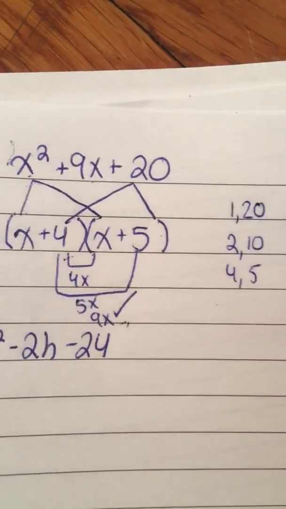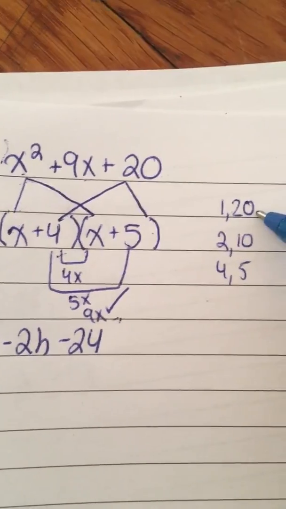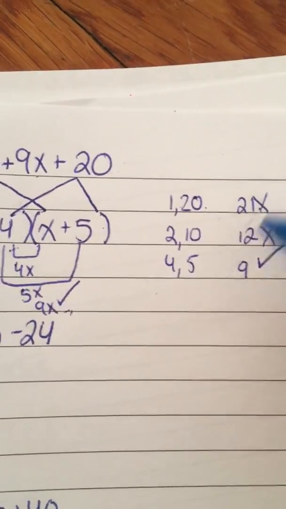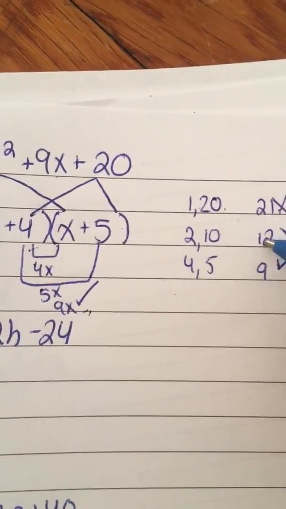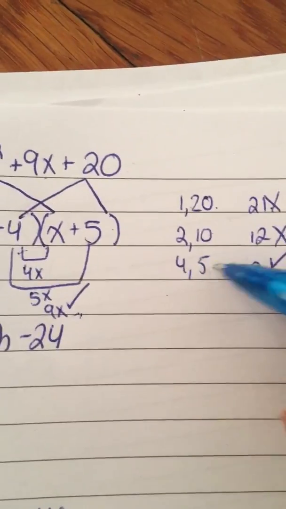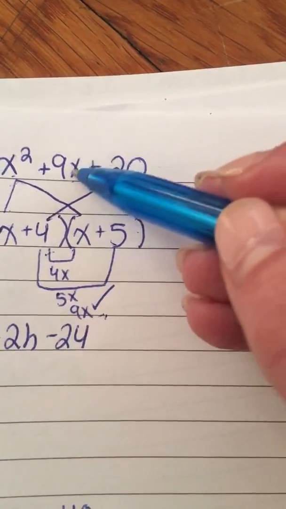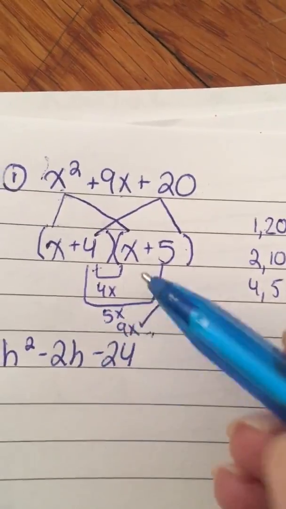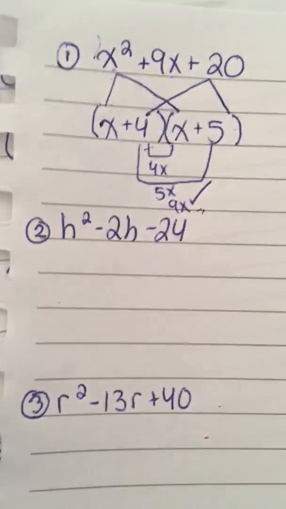So I listed my factors of 20, 1 and 20, but those would add up to 21. 2 and 10, they would add up to 12. 4 and 5, those add up to our middle number 9. So this works out nicely. So let's go through the next one together.